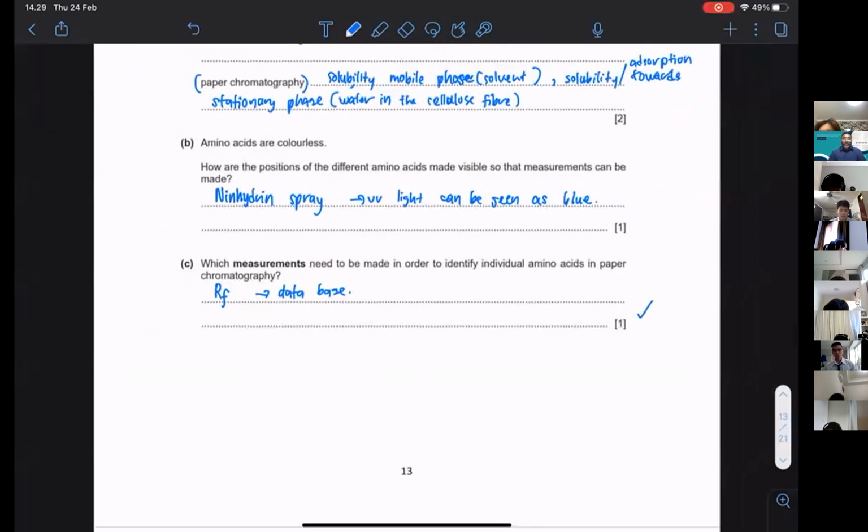To measure it, you take the separation height and divide it by the total height of the movement of the mobile phase. Some students do drawings, which is accepted also. But if you do a drawing, don't expect the examiner to check everything from your drawing. Make sure you write something over here. The drawing is just going to help your answer.